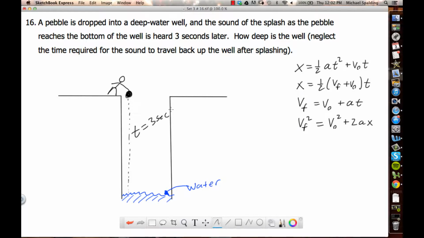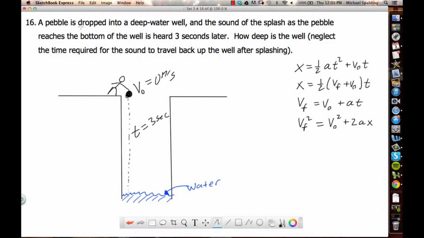And there's more information we know here. So the first thing you're doing, you're setting up your diagram, labeling all the information that you know. Even though the problem doesn't explicitly say it, there's 2 more things that we know. What's one of them? The initial velocity, V initial, is 0 meters per second.